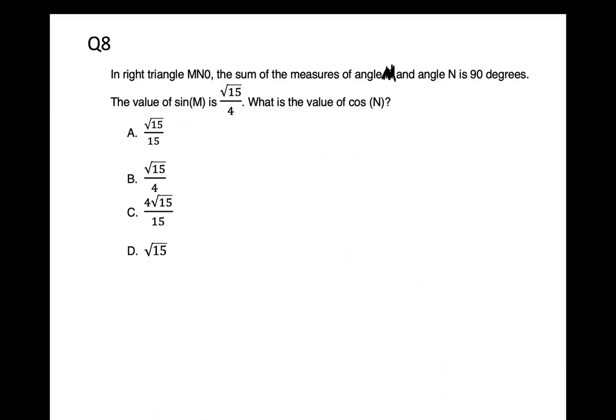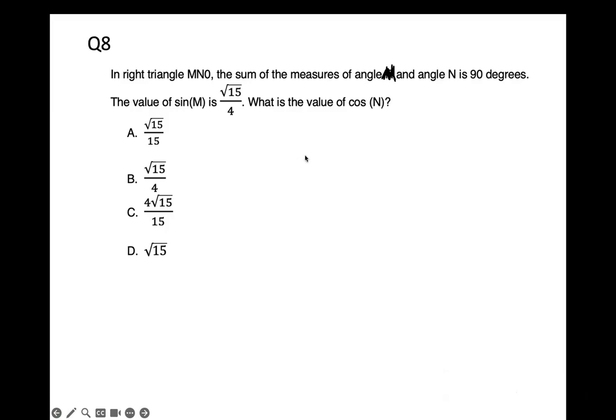Triangle MNO, the sum of the measures of angle M and N is 90. That should tell you these are complementary angles. The value of sine M is what? Square root of 15 over 4. What is the value of cos N? Stop the video, answer this question. Let me know what you think is the answer. But use the concept you know.